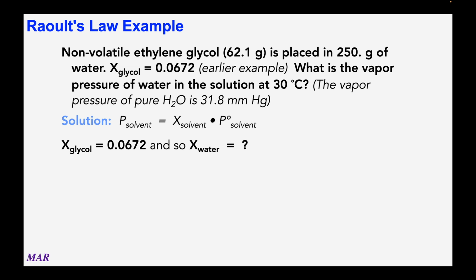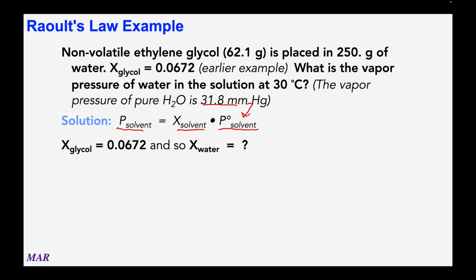To figure this out, we need to figure out P solvent. That's going to be the vapor pressure of water in the solution. And that's going to equal mole fraction of solvent times vapor pressure of pure solvent. And 31.8 is P0 solvent. That's the vapor pressure of the pure solvent. The answer we're going to calculate will probably be a number less than 31.8. So that's another cool thing to keep in mind.